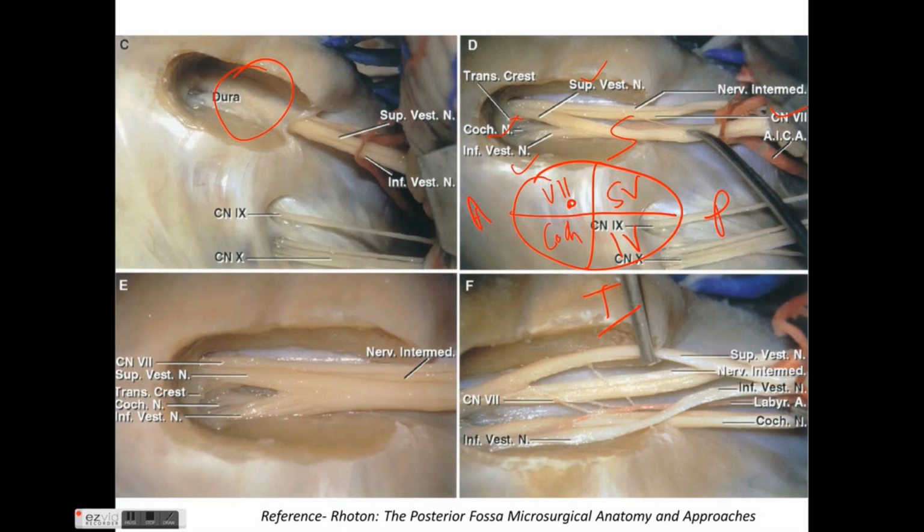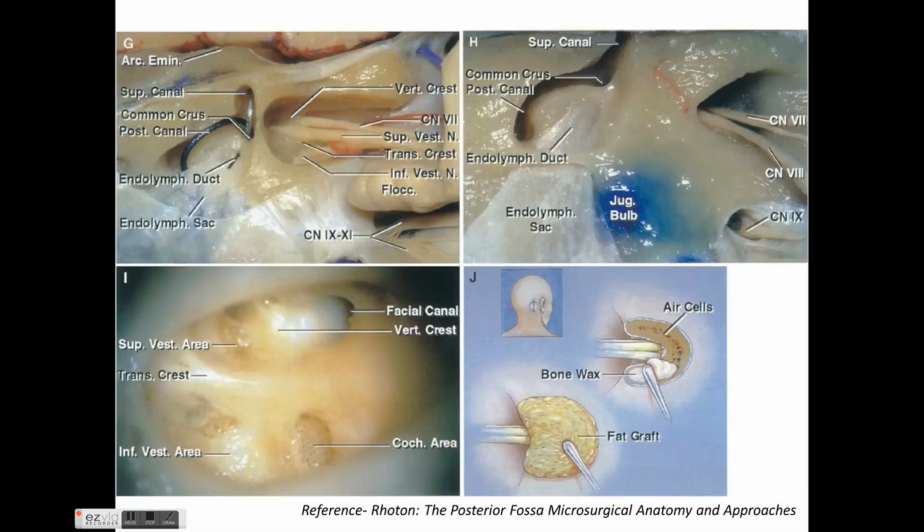That's further dissecting into the internal acoustic meatus, beautifully shown in these diagrams. Also, we have to be wary of the jugular bulb. On the CT scan, we have to look for the high riding jugular bulb.